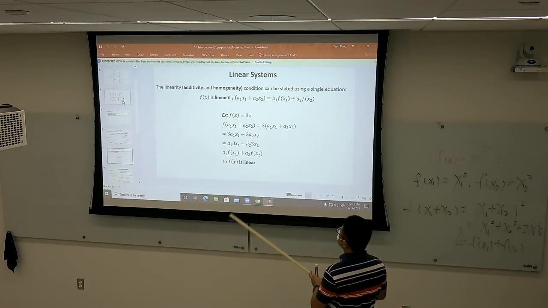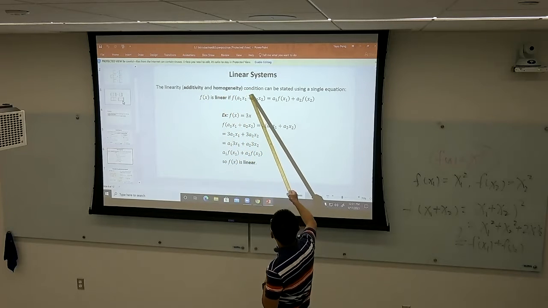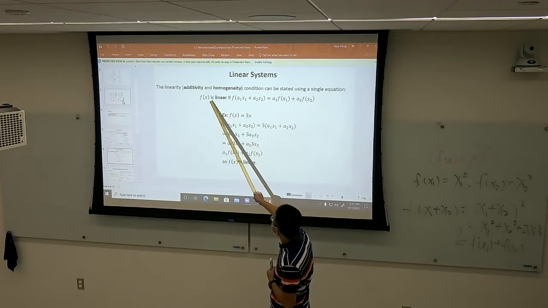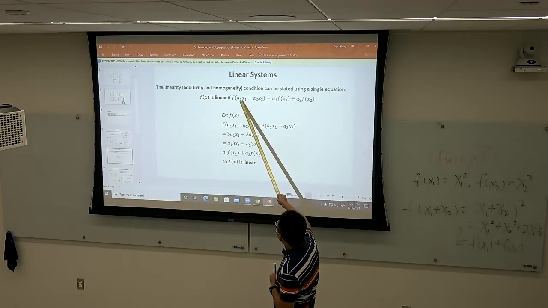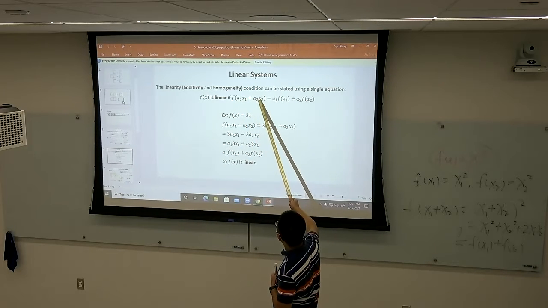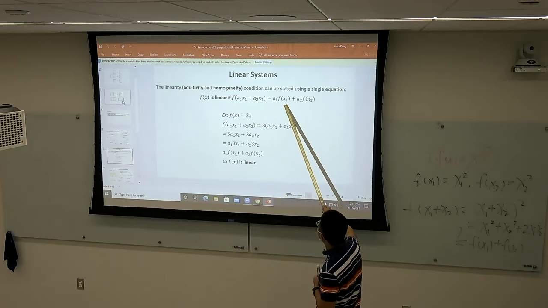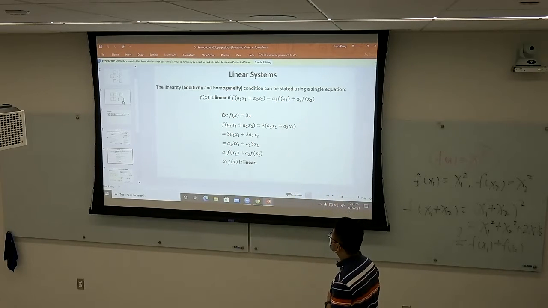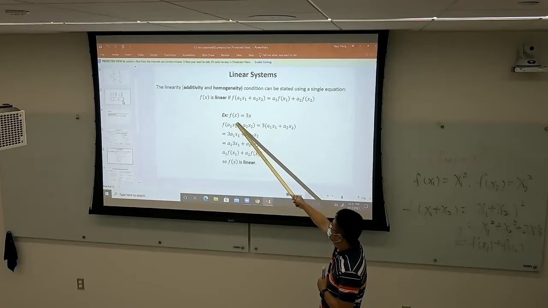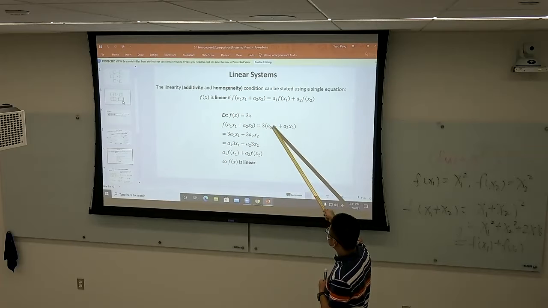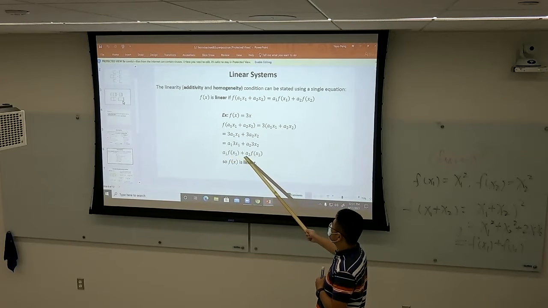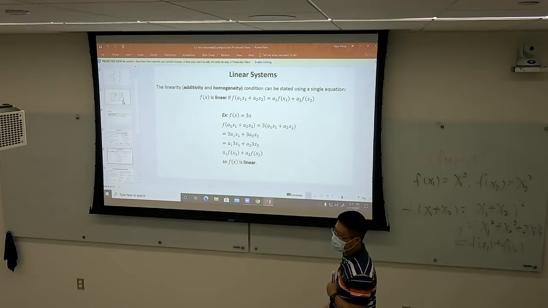The linearity condition, that is, the additivity and the homogeneity conditions, can be stated using a single equation. f(x) is linear if, for the input a1 times x1 plus a2 times x2, the output equals a1 times f(x1) plus a2 times f(x2). For f(x) equals 3x, we plug this into the input and take a look at the output. If the output equals a1 times f(x1) plus a2 times f(x2), we say f(x) is linear.